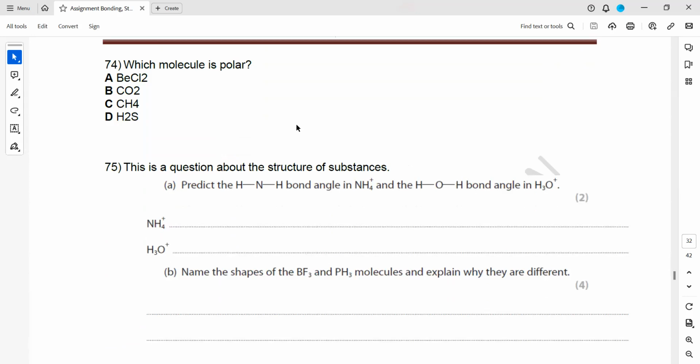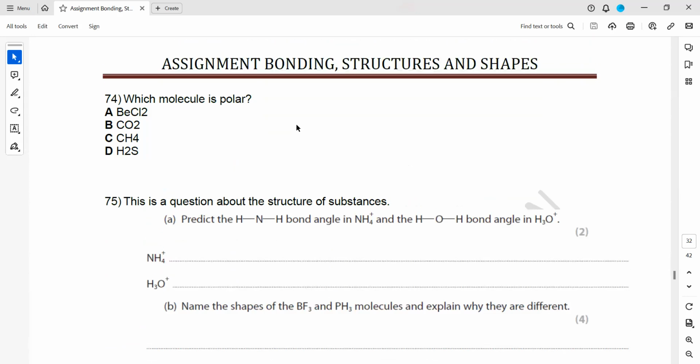Which molecule is polar? Polar molecule means it depends on the bonds, and it also depends on the geometry, the polarity of a molecule. So how do we identify? Look, BeCl2. In this case, it's a linear structure, and both chlorines have the same tendency to attract the electron. So as a result, what will happen? They cancel out the effect of each other.